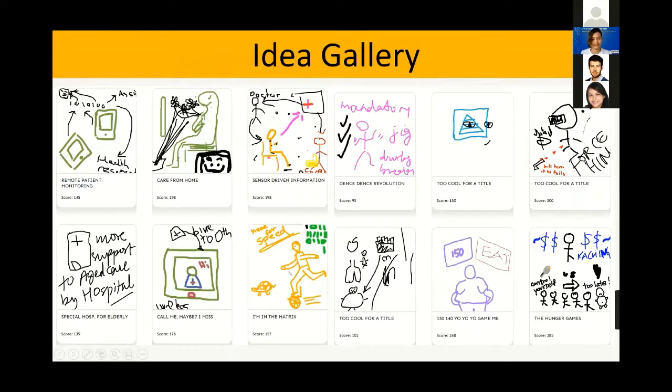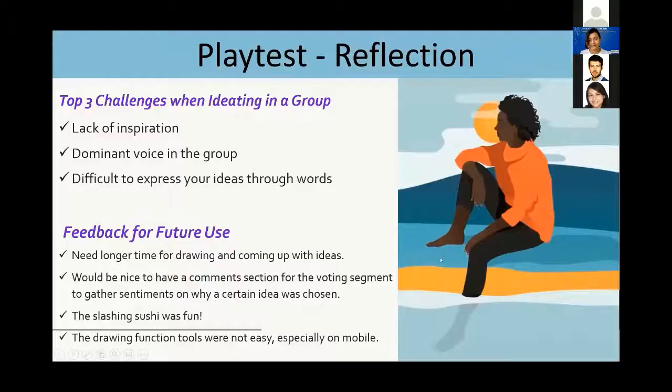Okay, so this is what they kind of collaborated and they did. So this is called the idea gallery. Okay, so just before I end, I realize time is running out. So they identified that the top three challenges when ideating in a group was the lack of inspiration, a dominant voice in the group, and the difficulty to express their ideas through words, right? Which is why Rojak, I think, kind of came about, right? So that the introvert maybe can contribute more. And also, if you're not so good with words, you can draw, right?